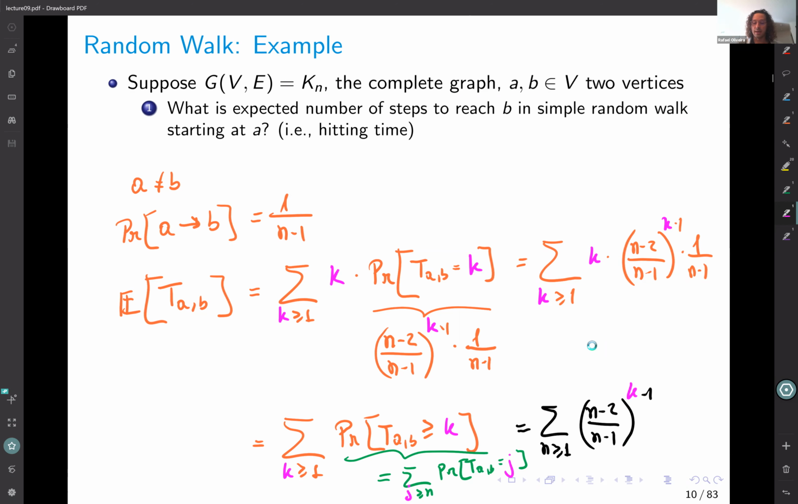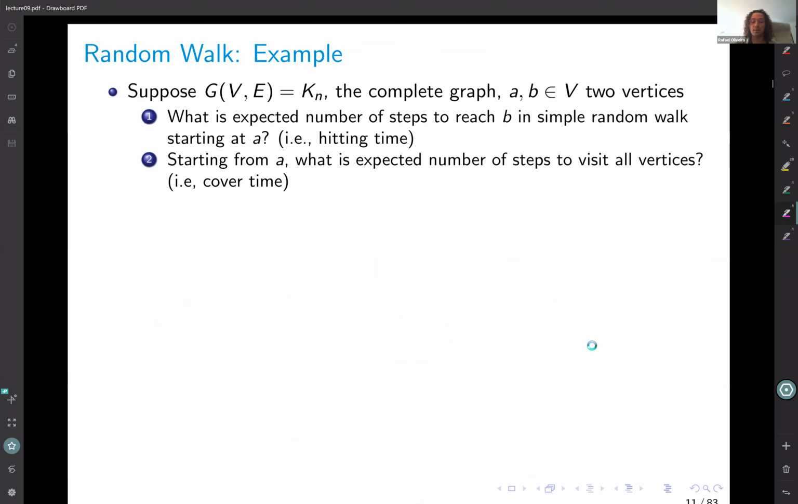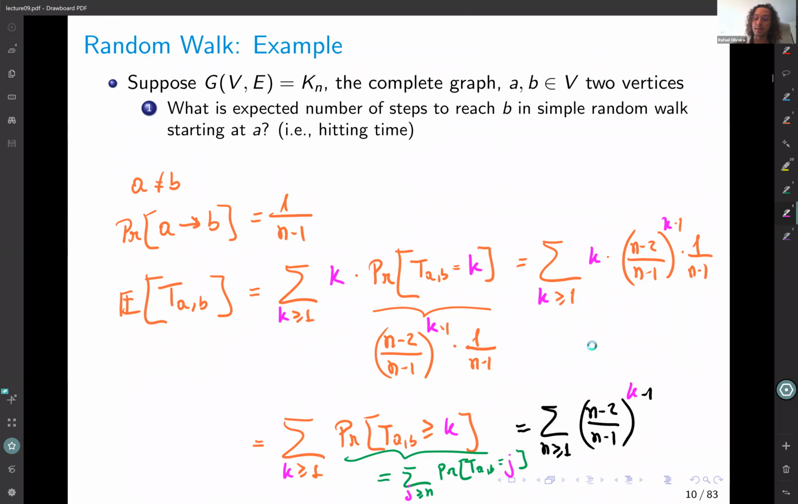All right, and if you compute this, what is this sum? Let me just compute it so that we can see that we could have derived it in a different way. This is going to be exactly 1 over 1 minus (n-2)/(n-1), which is equal to what? n-1. Does that make sense?